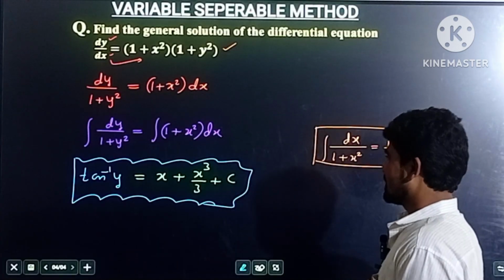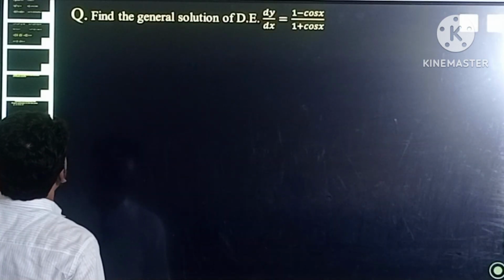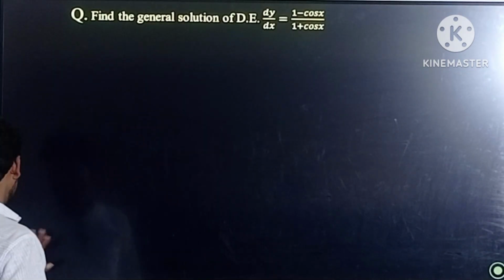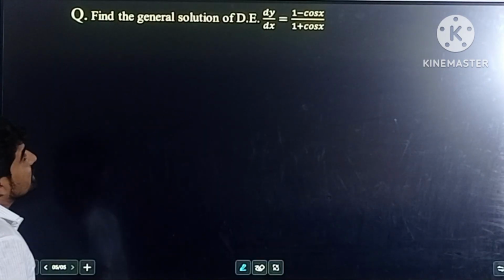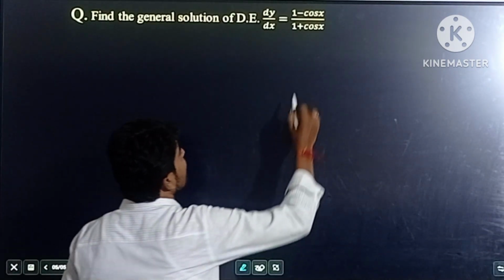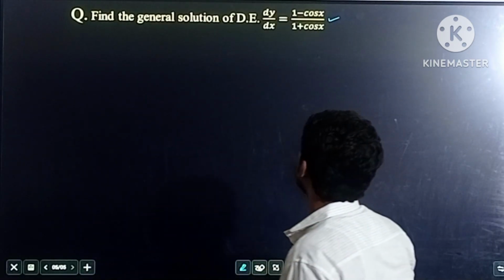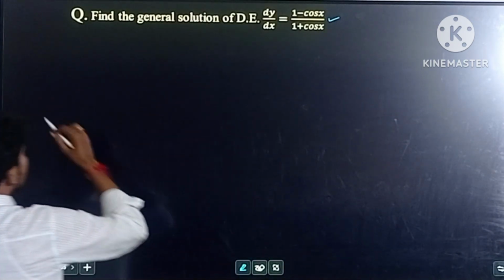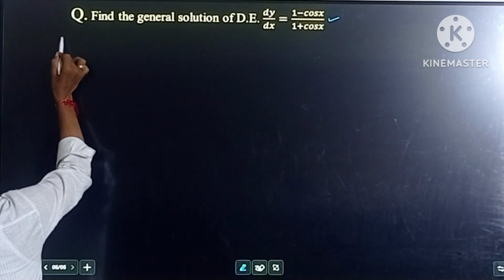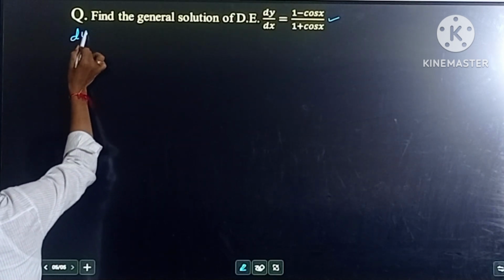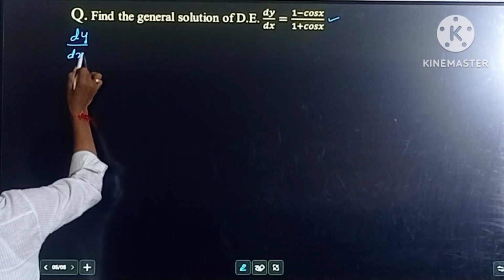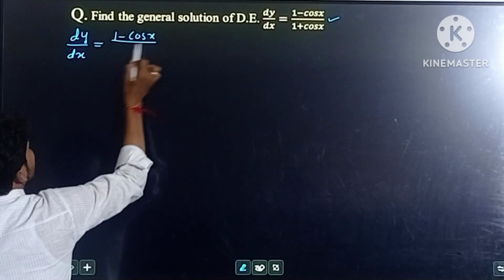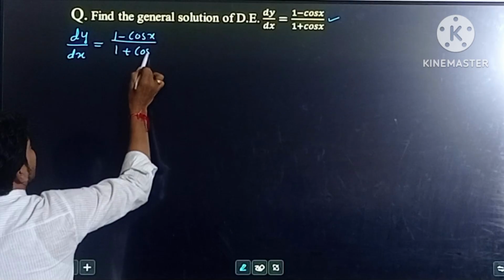Let's start the next question. And the next question is, find the general solution of the differential equation dy by dx is equal to 1 minus cos x divided by 1 plus cos x. So first separate the variables. So in this differential equation, first I am going to write the given differential equation. The given differential equation is dy by dx is equal to 1 minus cos x divided by 1 plus cos x.